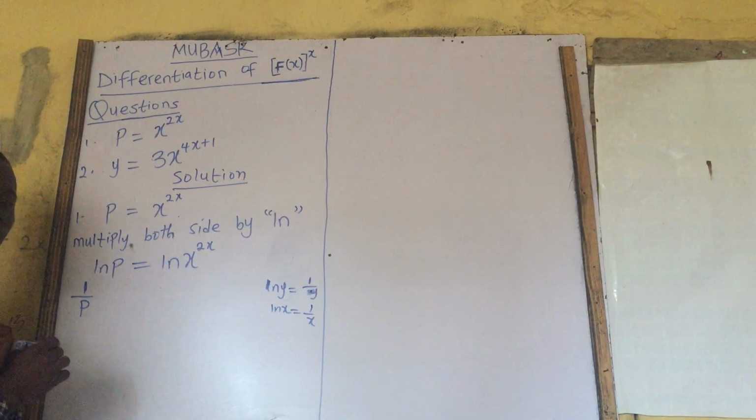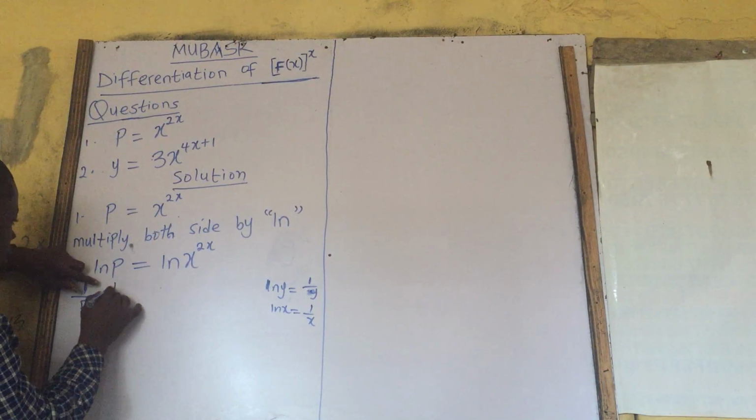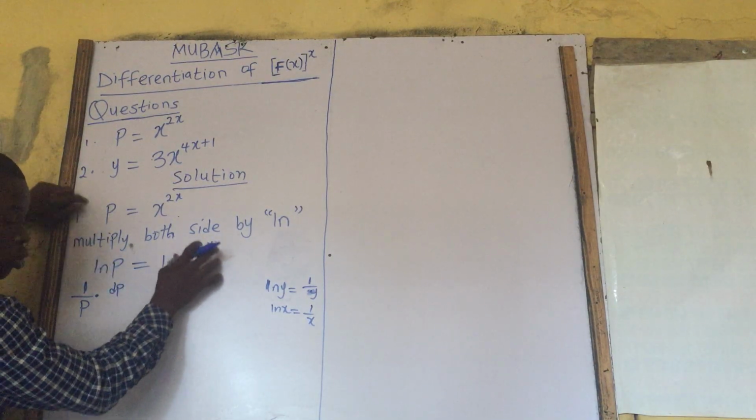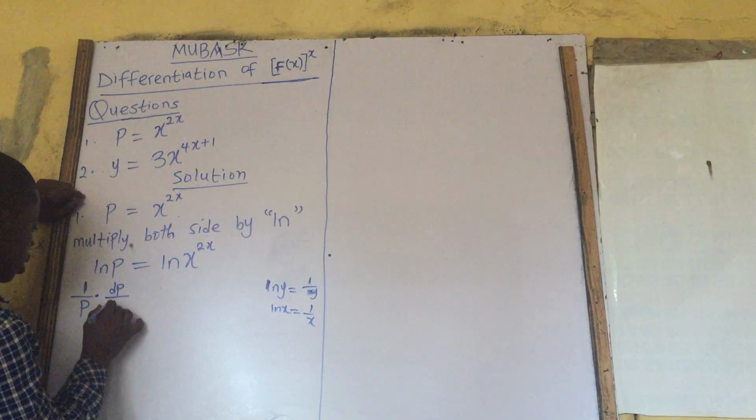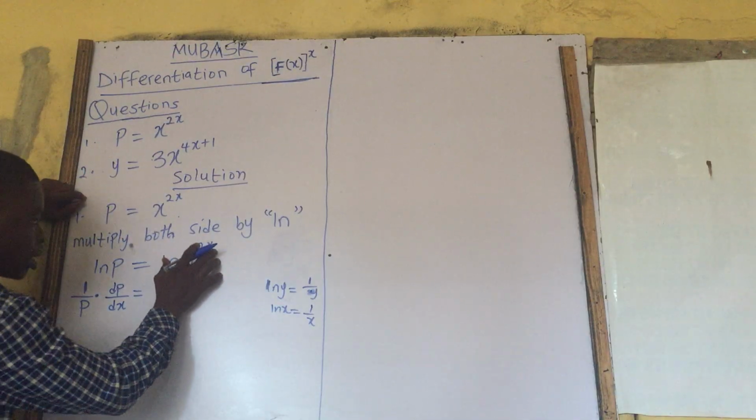But you have to have dp over dx, that is, multiply by dp over dx. If you want to differentiate, multiply by the variable that is inside. Now you can differentiate this side.